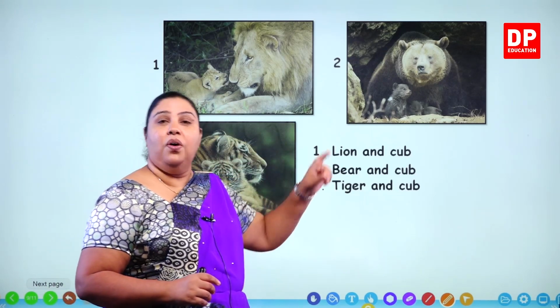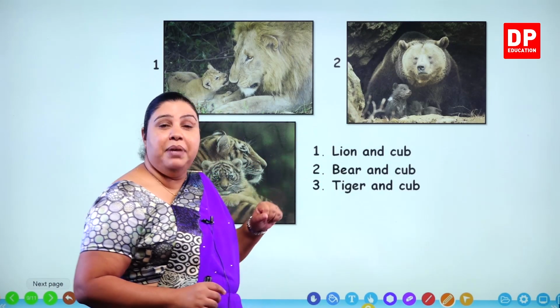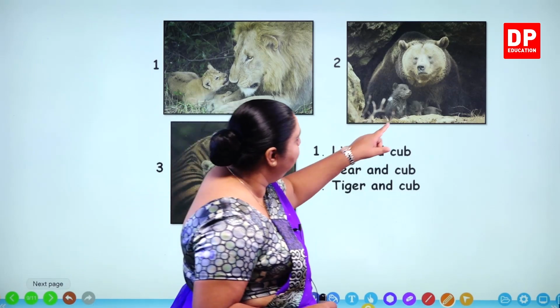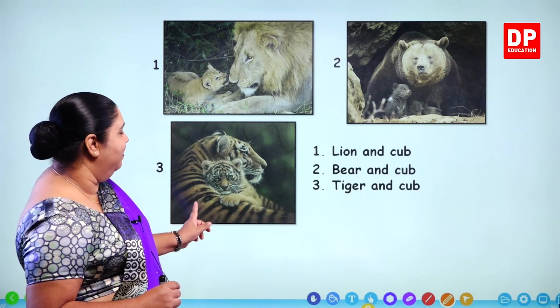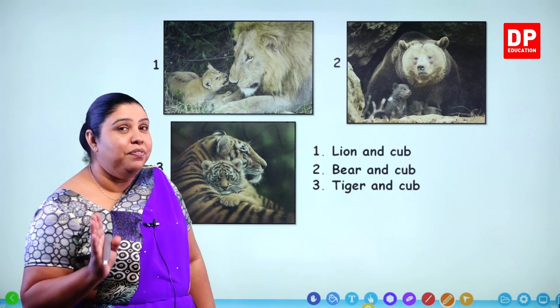And the baby is called the cub. We call the big animal the bear. And the baby we say cub. Can you see the baby cub over here? The baby bear. Then we have the mother tiger and the baby cub. So now you have to remember.